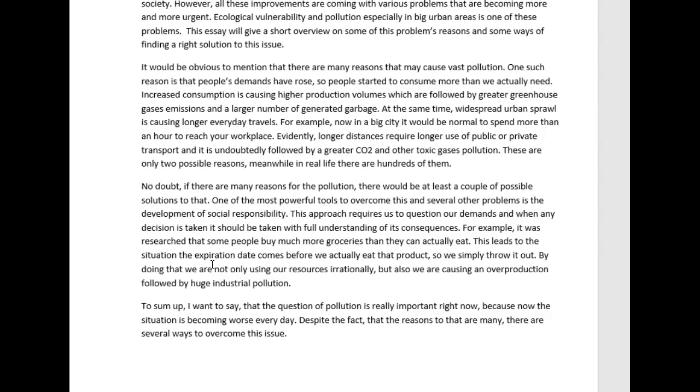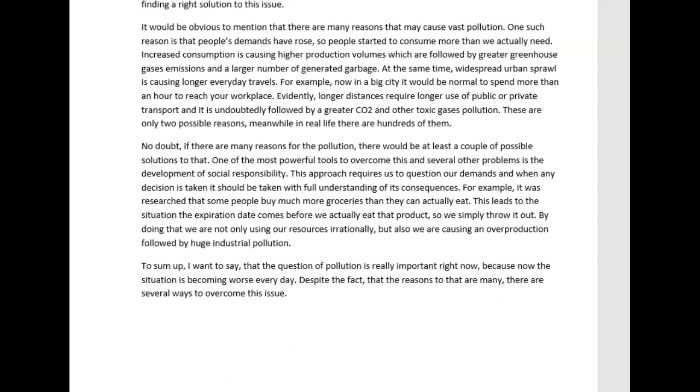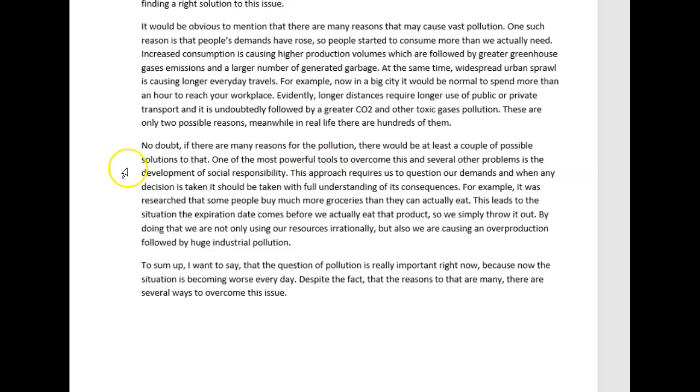However, there was a major problem with the task achievement portion of this. So remember what this paragraph is supposed to talk about. Let's look at it again. What are the reasons for this and how can this be solved? You said one of the most powerful tools is social responsibility. And then you talked about how we should understand the consequences of our acts. And then I felt like you kind of got off topic. So you then started talking about buying groceries and then throwing those groceries out, and this just causes more pollution.